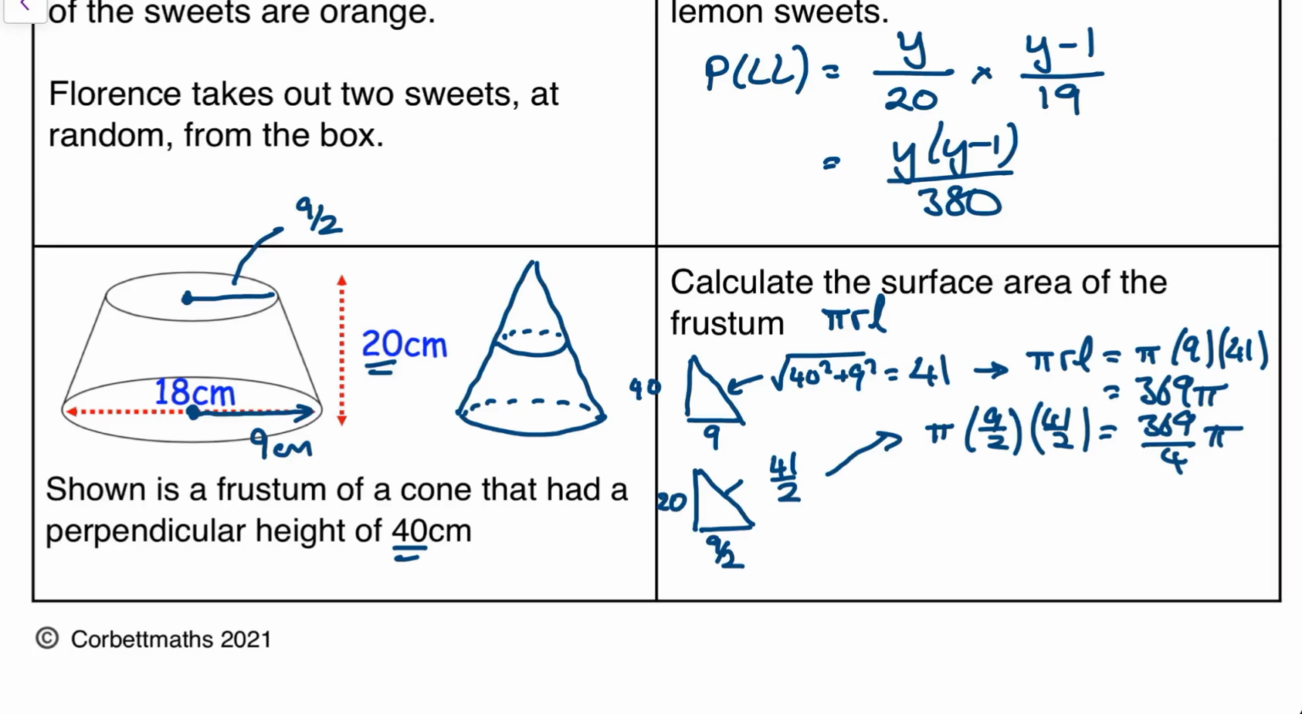Then we need the areas of the circles on the top and on the bottom. So the circle on the bottom is going to be pi times 9 squared, which is going to be 81 pi. And the circle on the top is going to be pi times 9 over 2 squared, which again, using the idea of scale factors, unsurprisingly, is 81 over 4 pi.